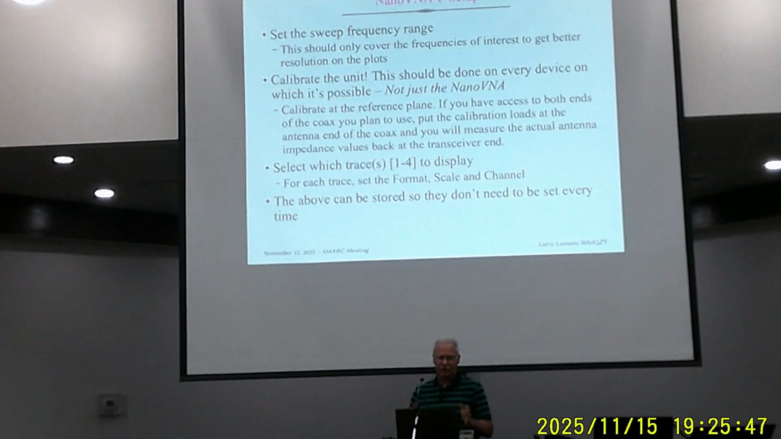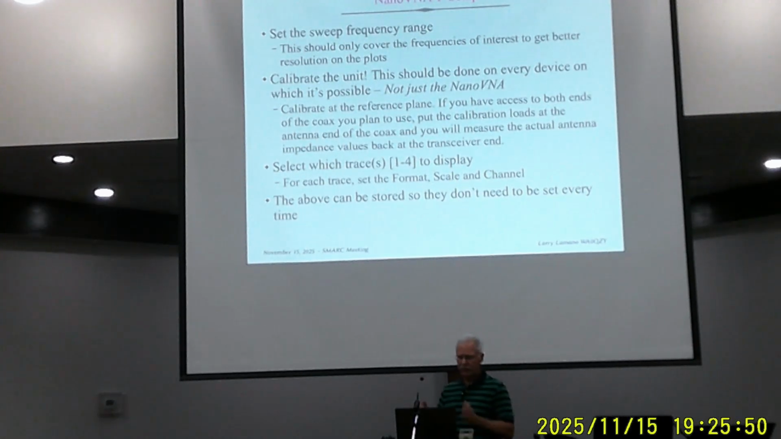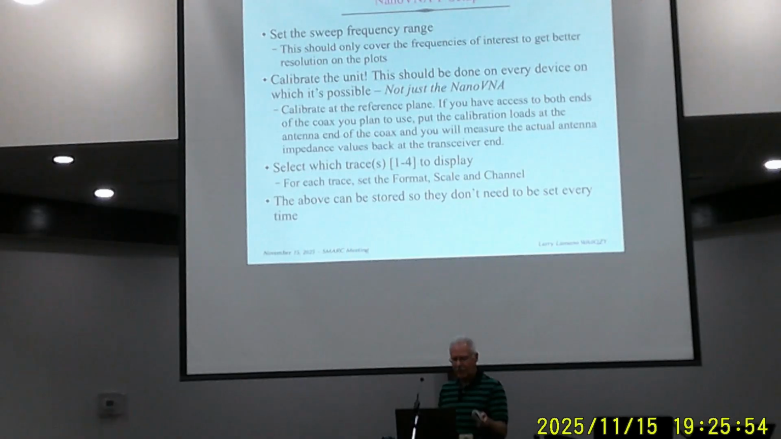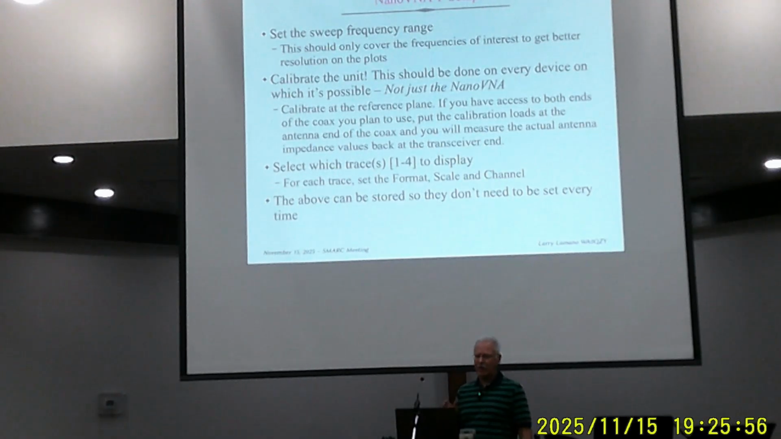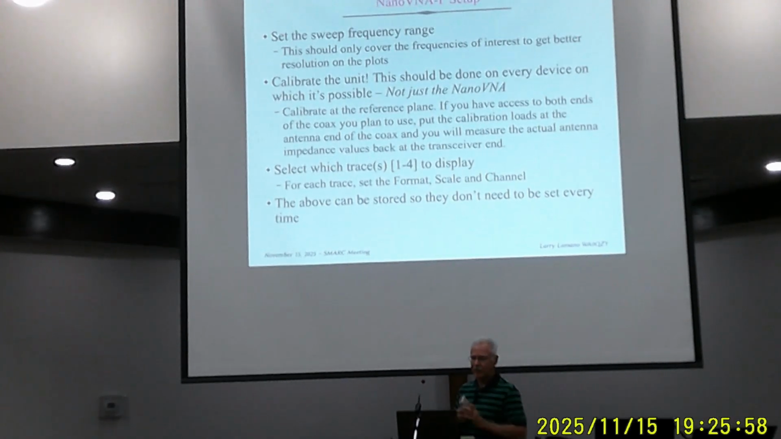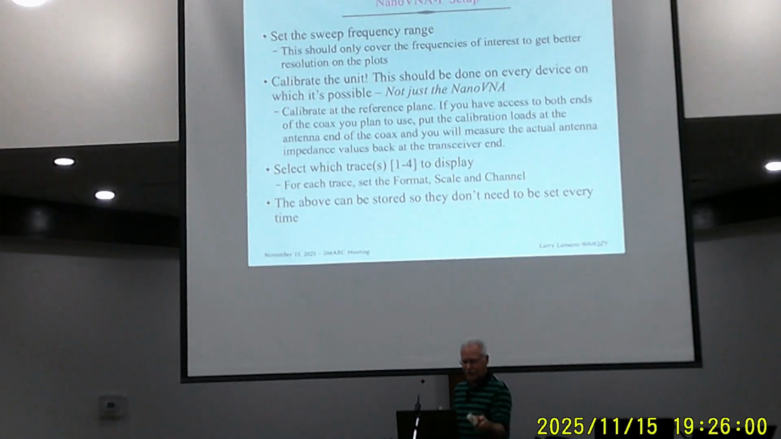So you really want to make that sweep range the smallest you can get it. And then calibrate the unit. This is what everybody hates, but this should be done on every device which is possible. That doesn't just apply to this. You can calibrate this. You can calibrate that $25,000 one. They all should be calibrated to get an accurate reading of what you're actually seeing. And that's why they all come with these calibration kits.